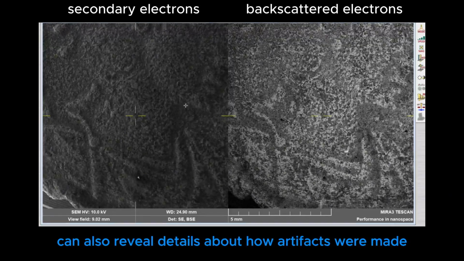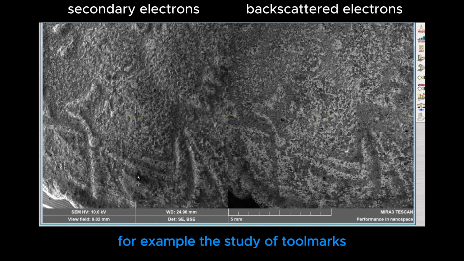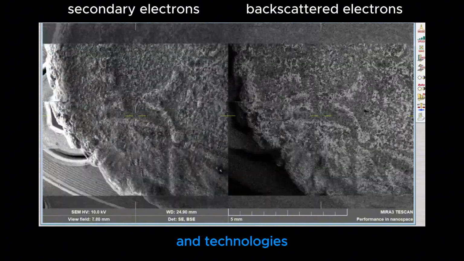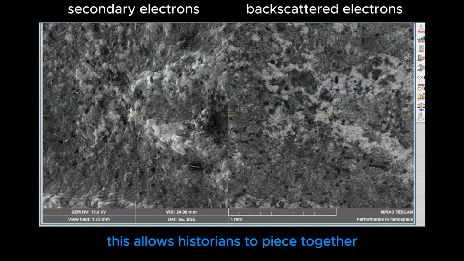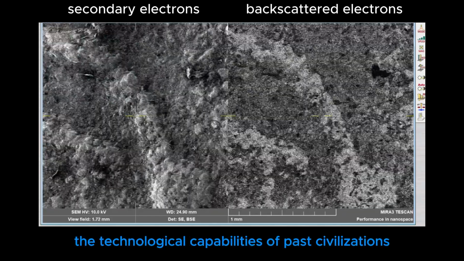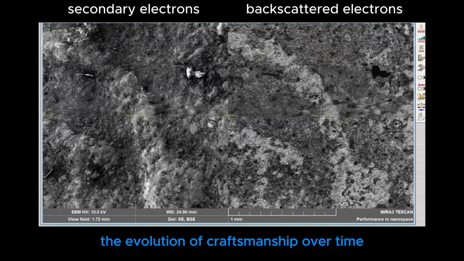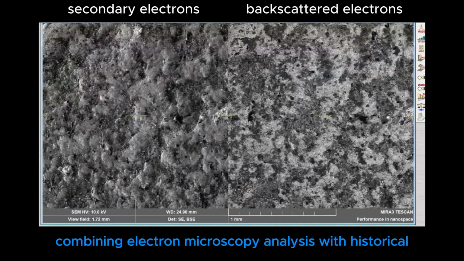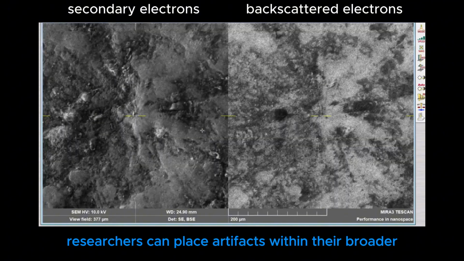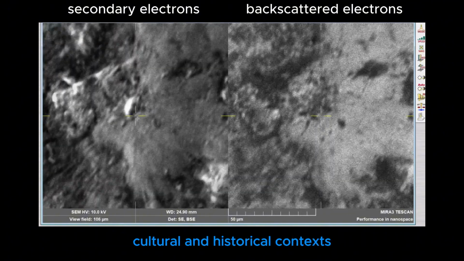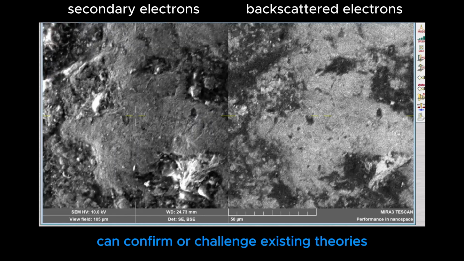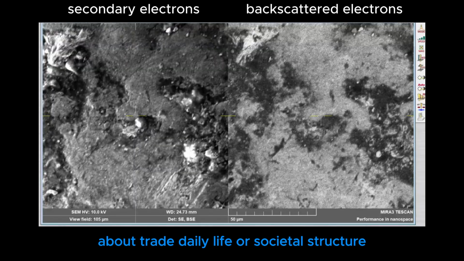Electron microscopy can also reveal details about how artifacts were made. For example, the study of tool marks, casting seams, or surface treatments can shed light on ancient manufacturing methods and technologies. This allows historians to piece together the technological capabilities of past civilizations and understand the evolution of craftsmanship over time. By combining electron microscopy analysis with historical and archaeological records, researchers can place artifacts within their broader cultural and historical contexts. Electron microscopy findings can confirm or challenge existing theories about trade, daily life, or societal structure.